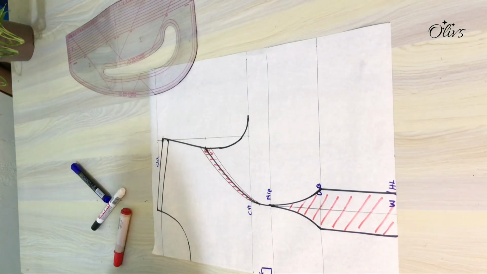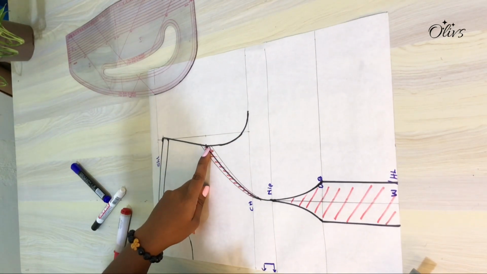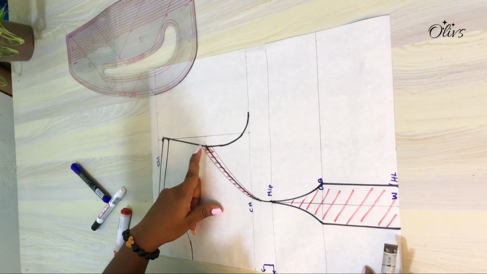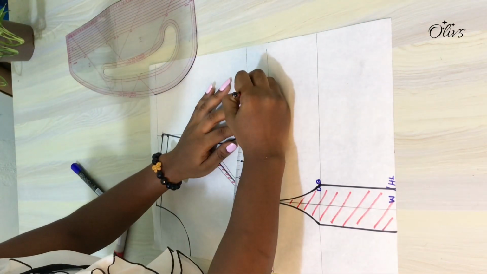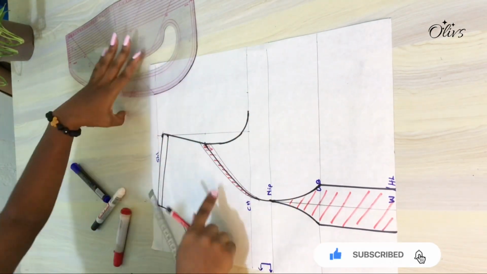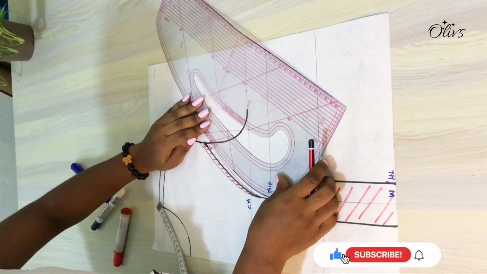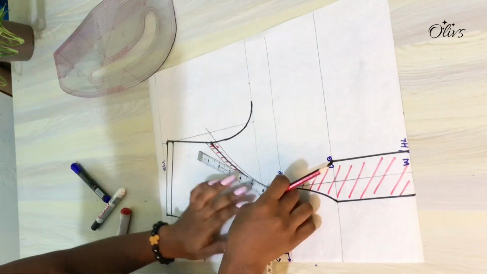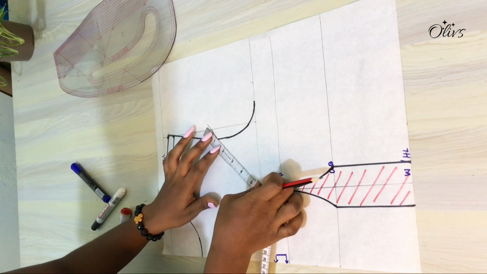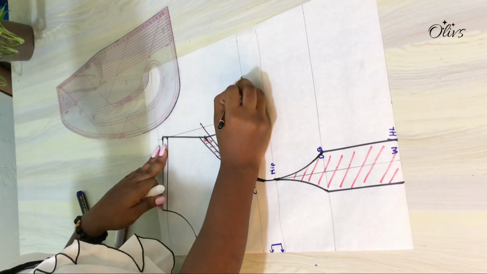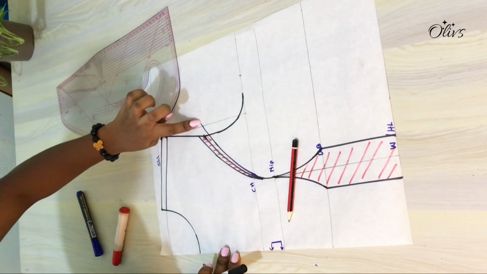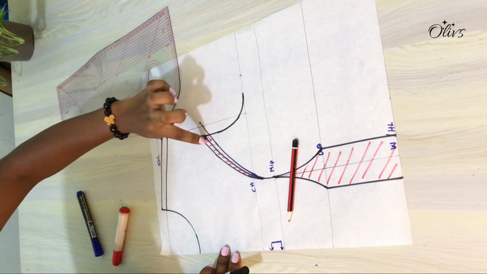We need to replace the 1 inch that we've taken off from the main armhole. Replace that 1 inch on the chest line. Extend this line up. Go up by 1 inch from the armhole line like this. Reconnect that point to the chest line.